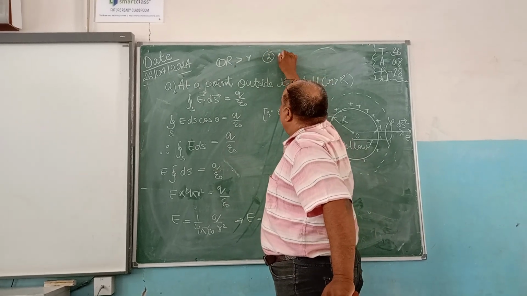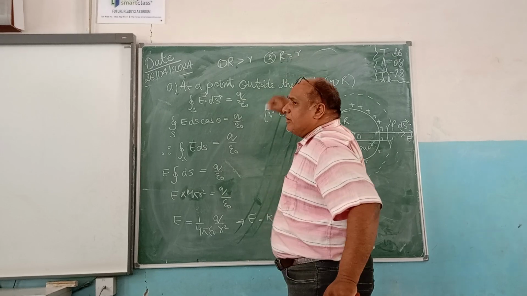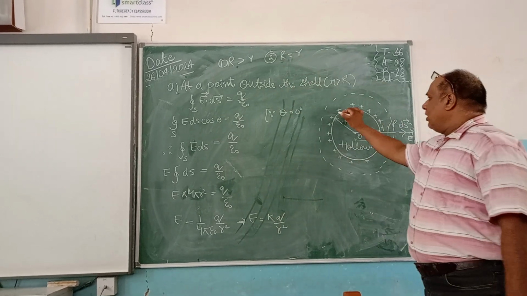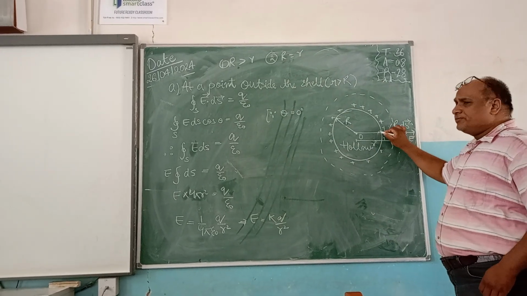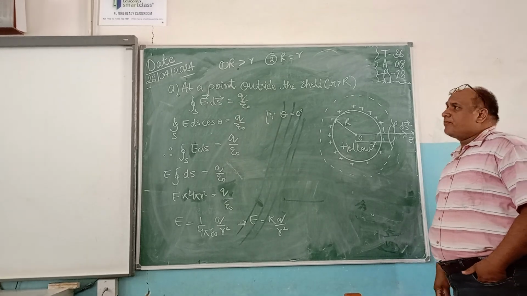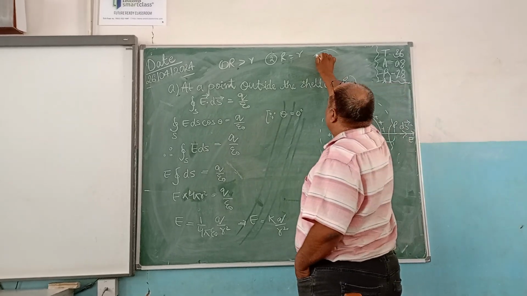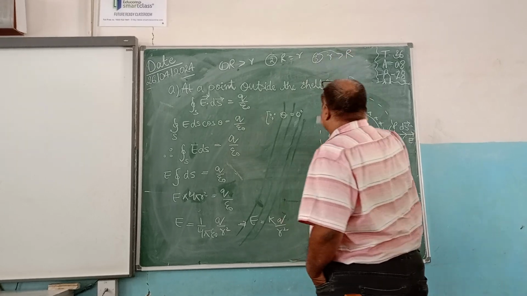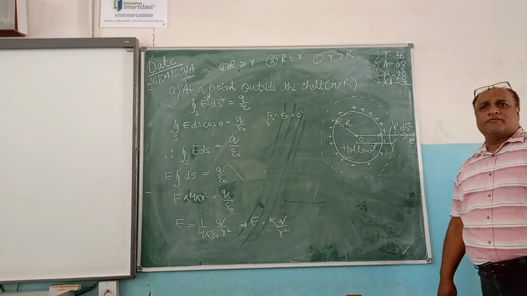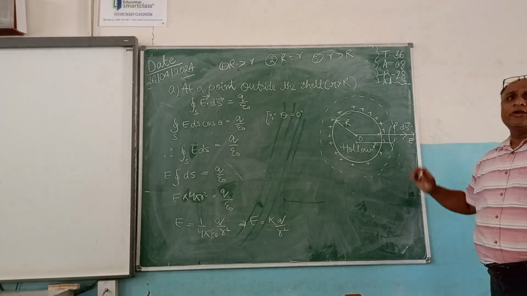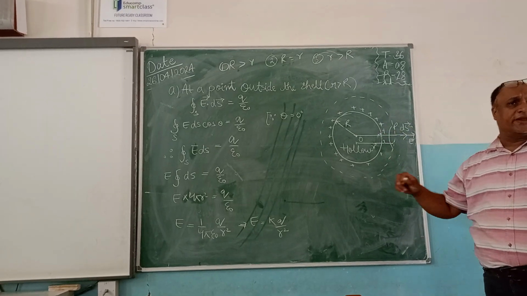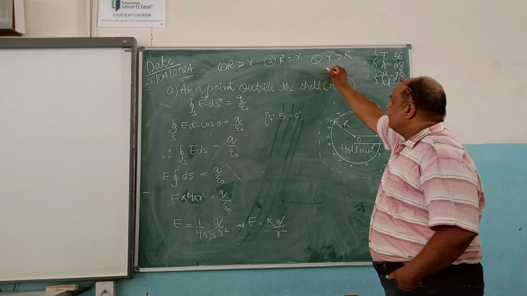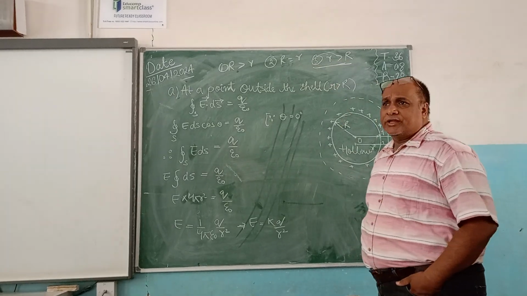Second case, when r is equal to R, it means the electric field intensity is found at the spherical shell. And the third case is when small r is greater than capital R. This is the third case, when the object is outside the spherical shell. Now here we first consider r greater than R.